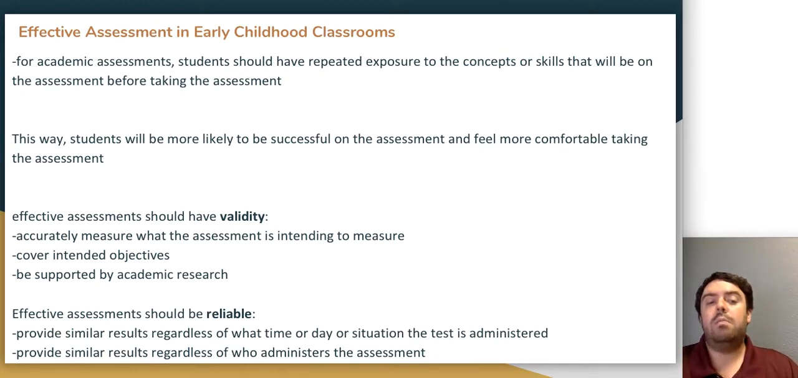Another thing is you want to make sure your assessments are reliable. By that, the directions, the format, and the way that the test is administered should be uniform and the same for all students. Basically, a reliable test would mean that you would get similar results regardless of when you gave that test, what situation it was administered in, and who administered the test.